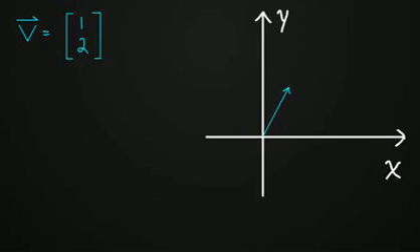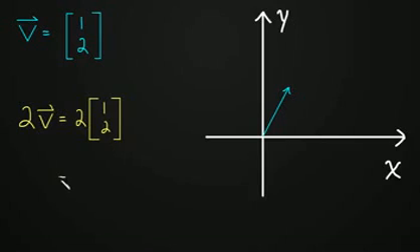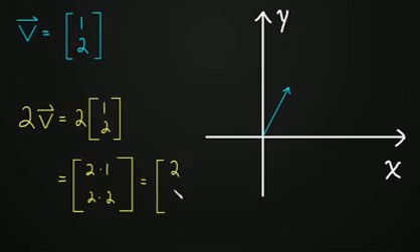Can we multiply vectors by numbers? And the answer is yes. So let's just see an example of that. If we want to multiply v by 2, so 2v, component-wise, this is just 2 times this vector, which we just take that 2 and multiply each component by it. So this is 2 times 1 and then 2 times 2, which of course simplifies to the vector 2, 4.